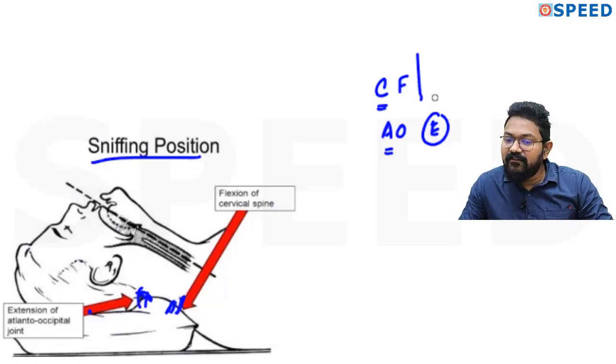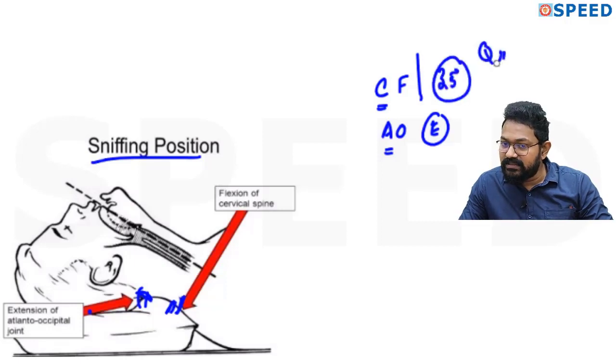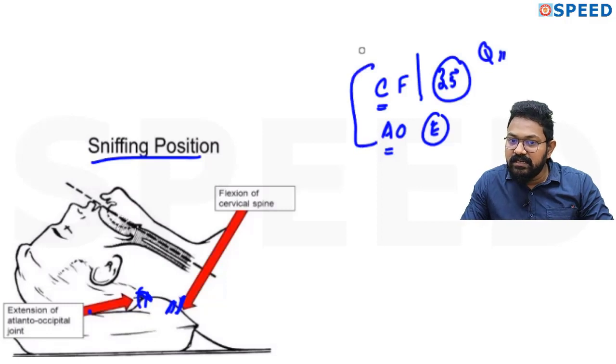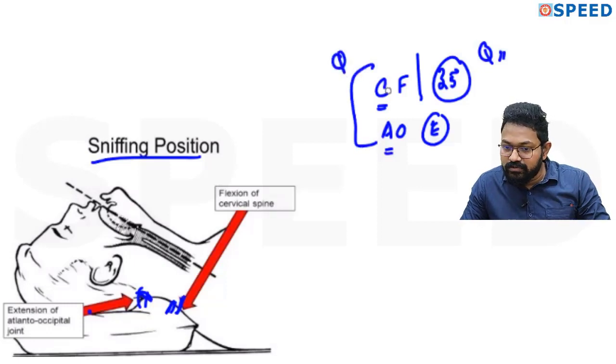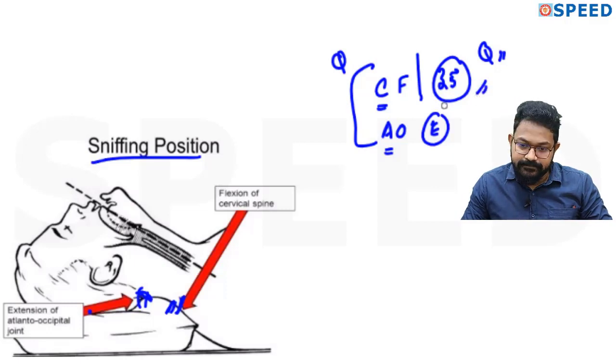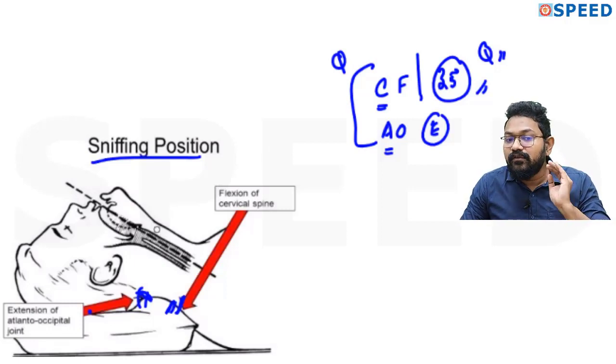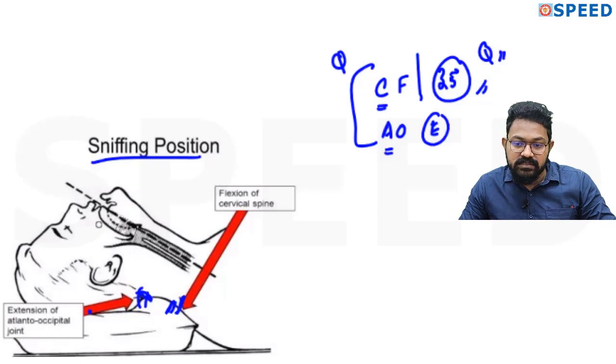This is atlanto-occipital extension and this is flexion at the cervical joint. How much degree of cervical flexion is required? 35 degrees of cervical flexion is required. This particular position itself is a question. For intubation, there should be flexion at the cervical joint and extension at the atlanto-occipital joint. The flexion degree should be 35 degrees, right? Now, why do you think we are putting the patient in sniffing position? Imagine you sniffing yourself. You know that there is cervical flexion and atlanto-occipital extension. When you are putting the patient in sniffing position, there is one particular phenomenon which happens inside your body.